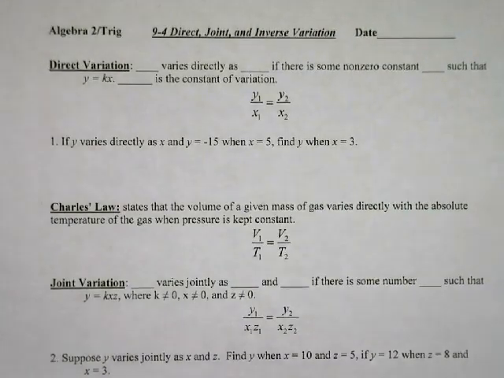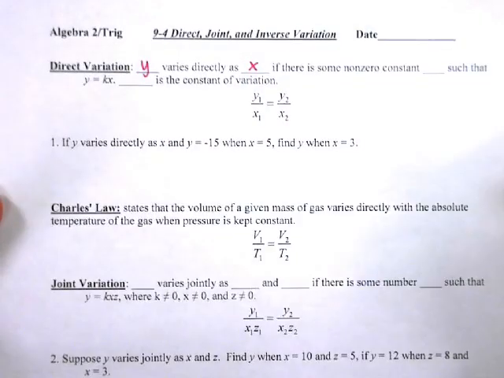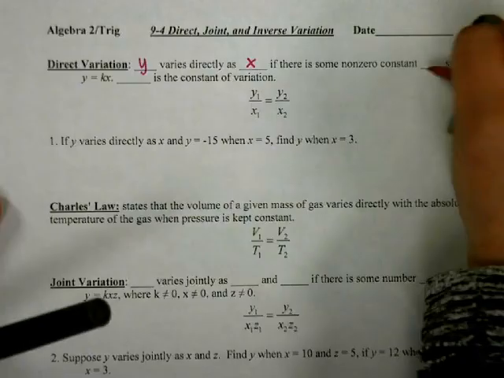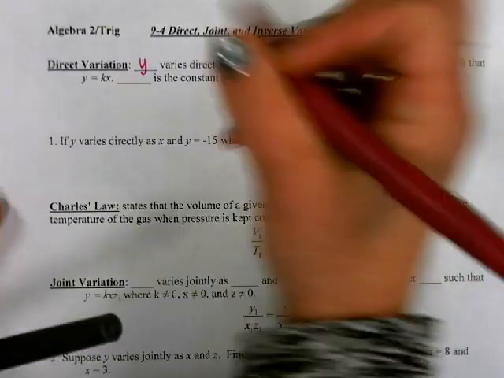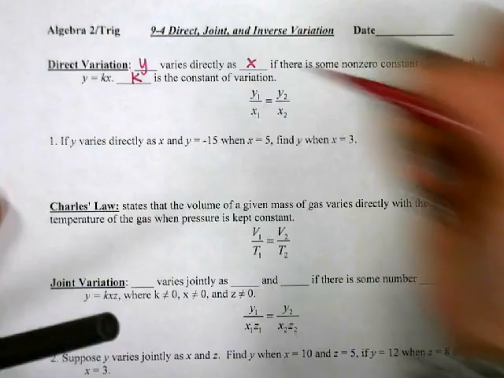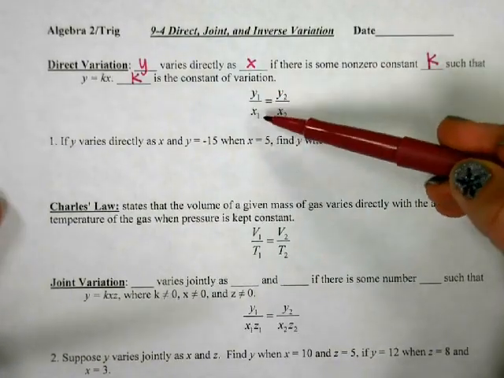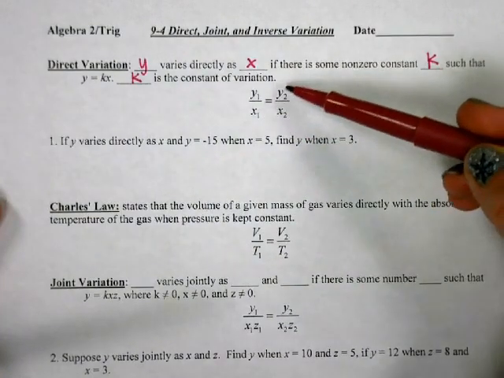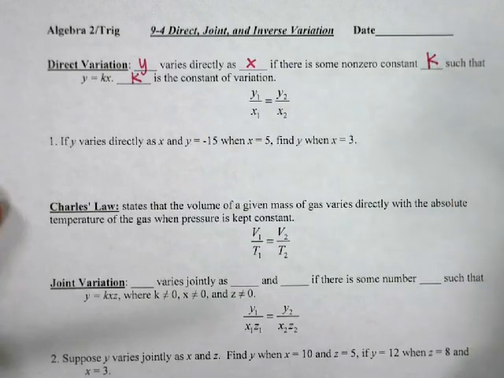Right, 9.4 is direct, joint, and inverse variation. So direct variation says that y varies directly as x if there is some non-zero constant k such that y equals kx. And k is the constant of variation. So when we go to solve these, we're going to solve them as y1 over x1 equals y2 over x2.